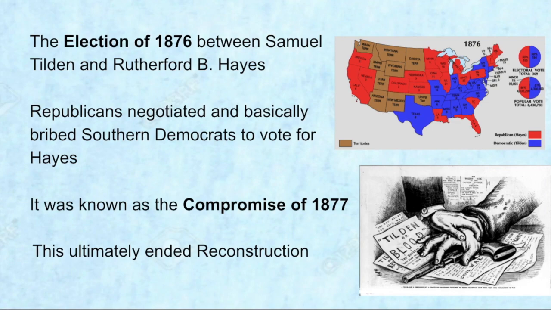The North's appetite for Reconstruction was waning, and Republicans at the time were desperate, so they struck the deal, which became known as the Compromise of 1877. This compromise ultimately ended Reconstruction.